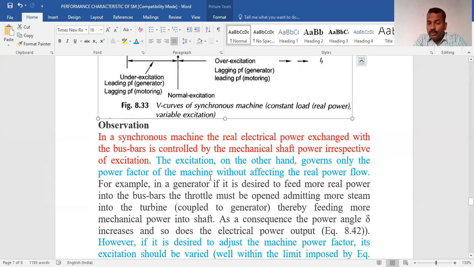You can govern the excitation. Excitation, on the other hand, governs only the power factor of the machine. By varying the excitation, you can control the power factor of the machine without changing the real power, because in case of constant load, E and delta will be constant.